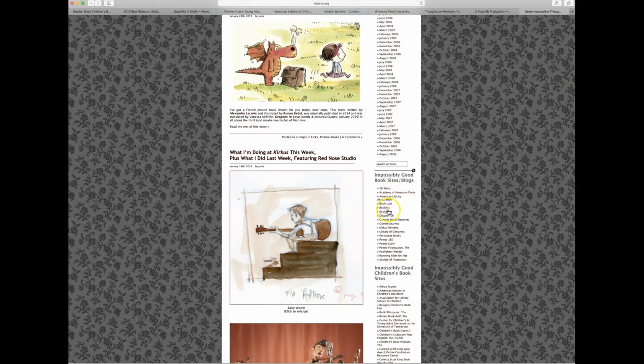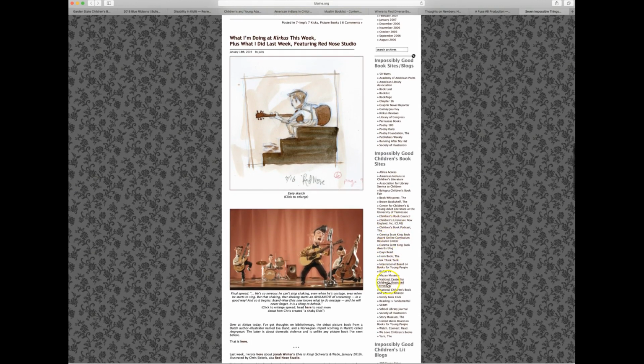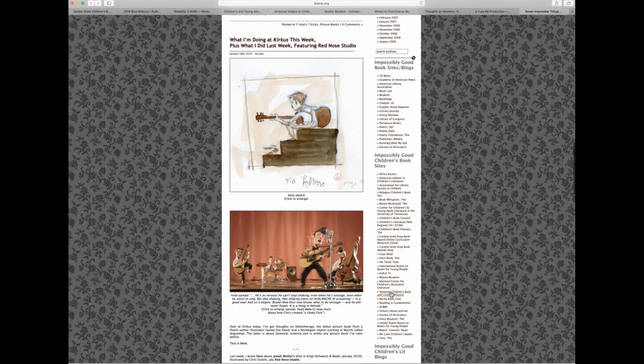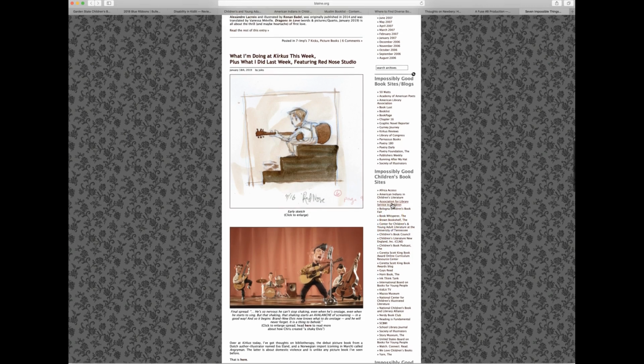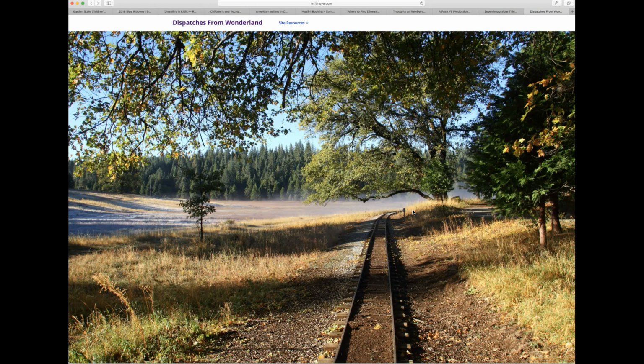And some of these also have additional book sites, so you can look through these and find some. Nerdy Book Club, actually, I'm following Nerdy Book Club too. They have some good blogs that I'm enjoying. Guys Read is a good one. The Brown Bookshelf is good. So there's a bunch of different ones you can look at. Dispatches from Wonderland also has a bunch.